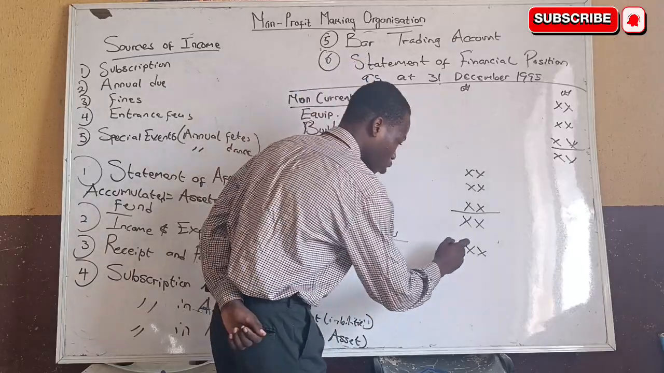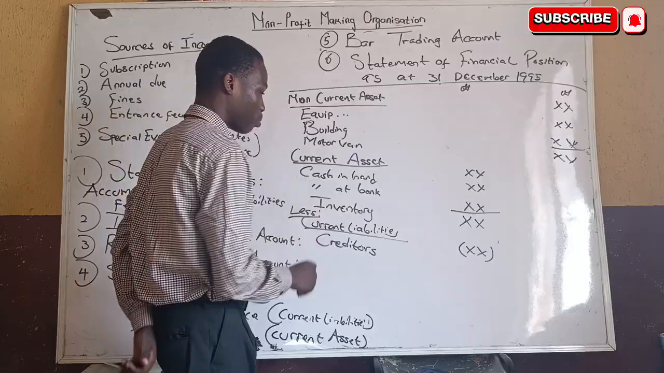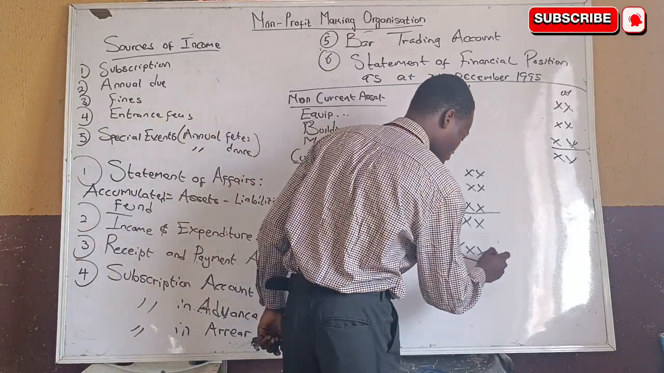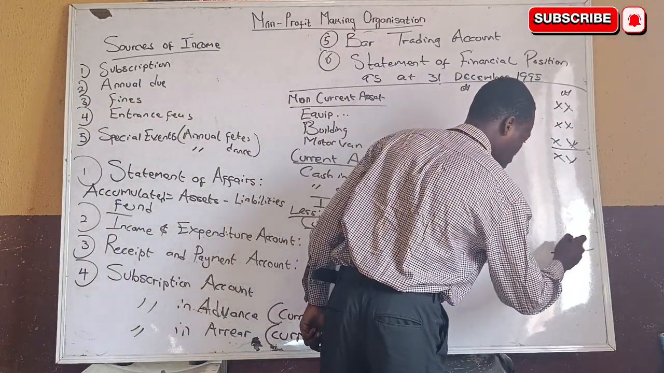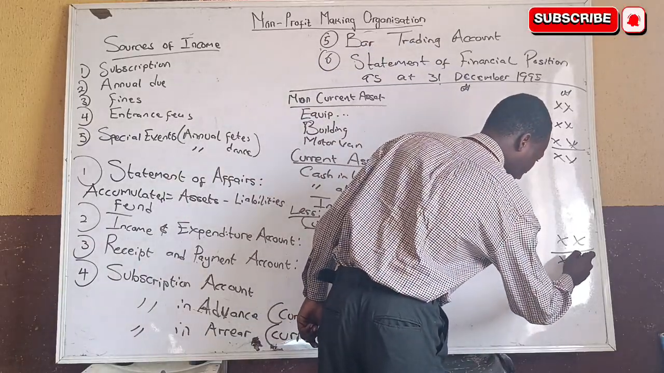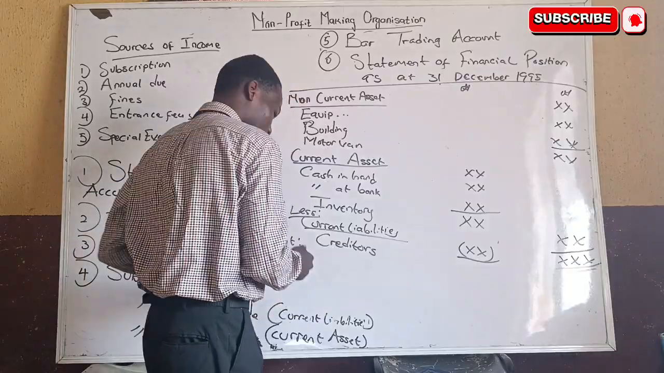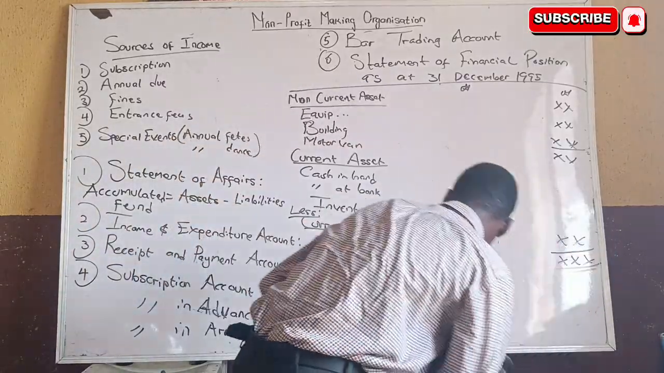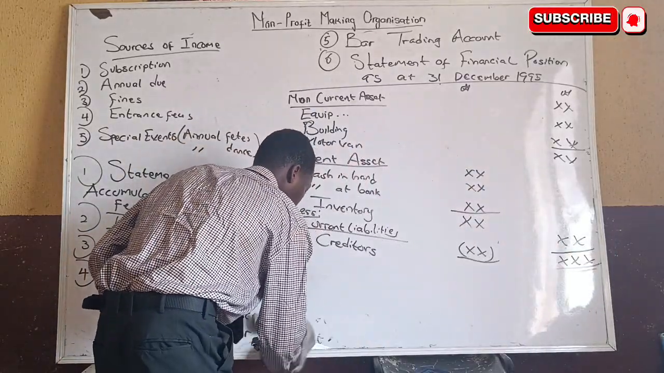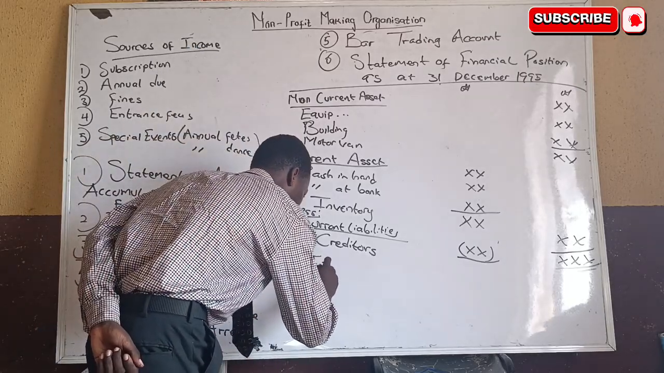Now for this, you are going to subtract the current liabilities. So when you subtract this, the amount you get, you are taking it to this place. So you are going to add this up. The total is going to be written here. Then you close the account. After that, this is going to be financed. We are going to have financed by.